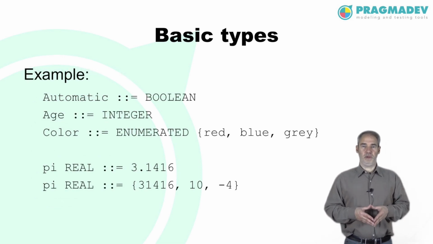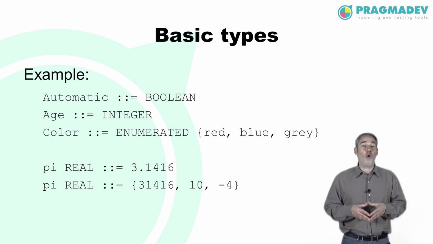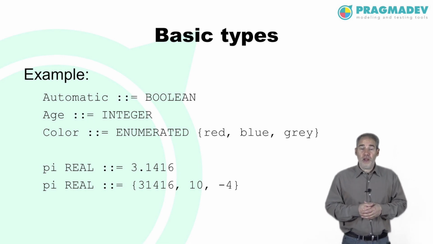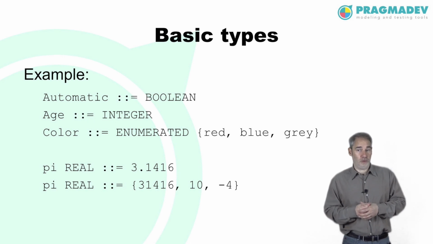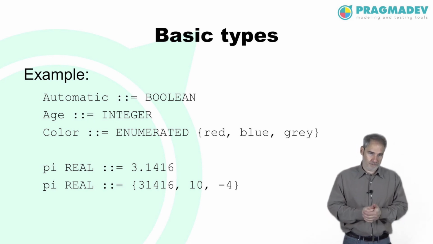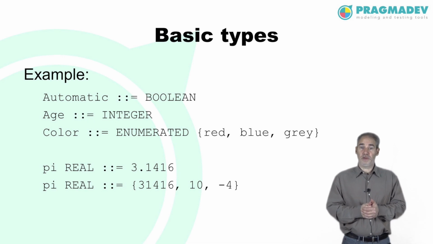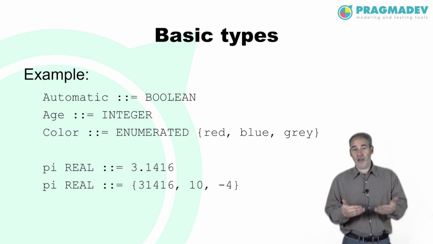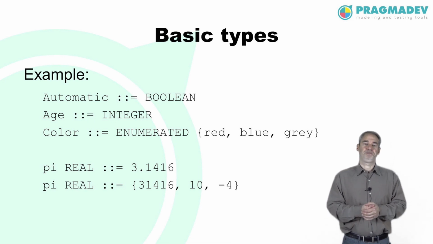Here is a simple example. The automatic type is a Boolean that will indicate if the gear shift is automatic or not. The age of the car is an integer and the color can have three possible values: red, blue, or gray. For the real type, the classical notation 3.1416 can be used, or the one with the mantissa, the base, and the exponent. The real value is then the mantissa multiplied by the base with the exponent. All the types in this example are abstract.